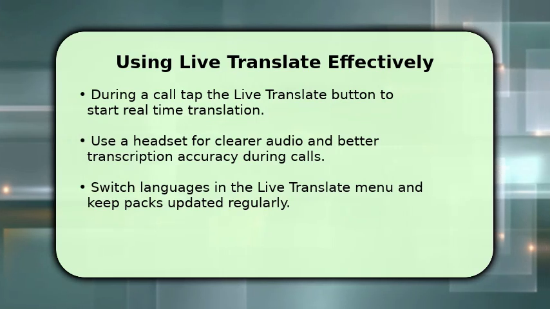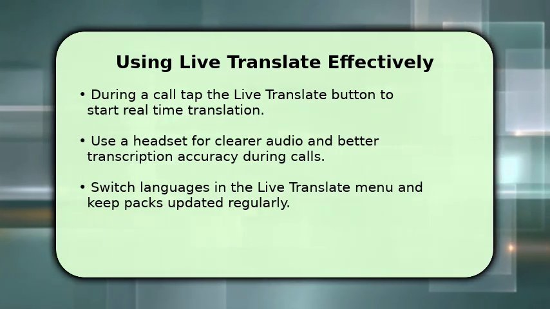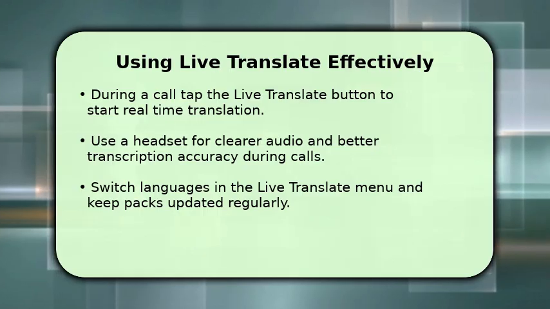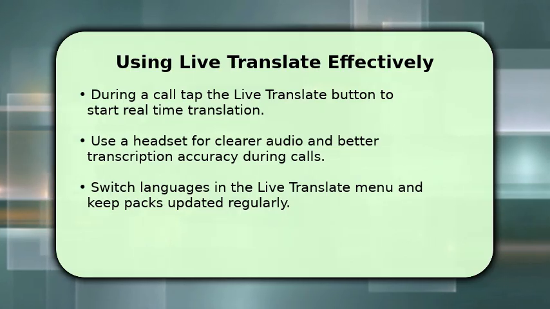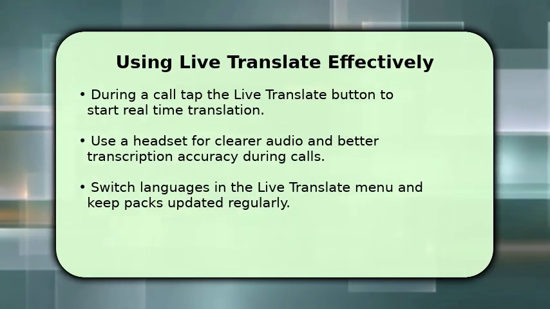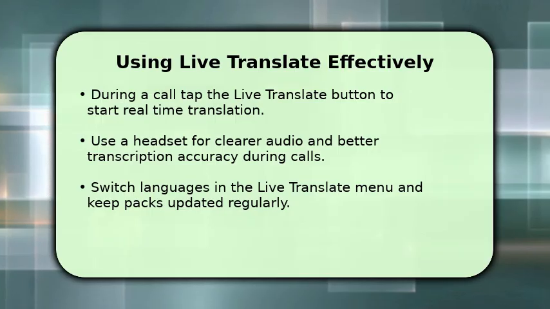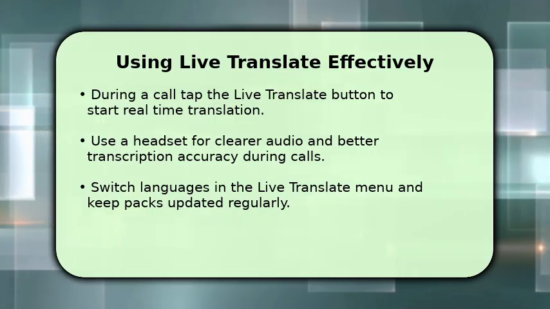To translate a live call, tap the Live Translate button inside the phone app. Select your language pair so the phone knows which direction to translate. Speak clearly and move to a quiet room for the best transcription results. For improved accuracy, use a wired or Bluetooth headset during calls.